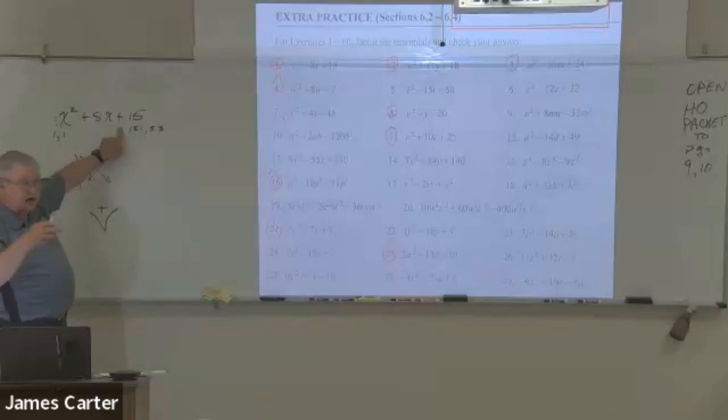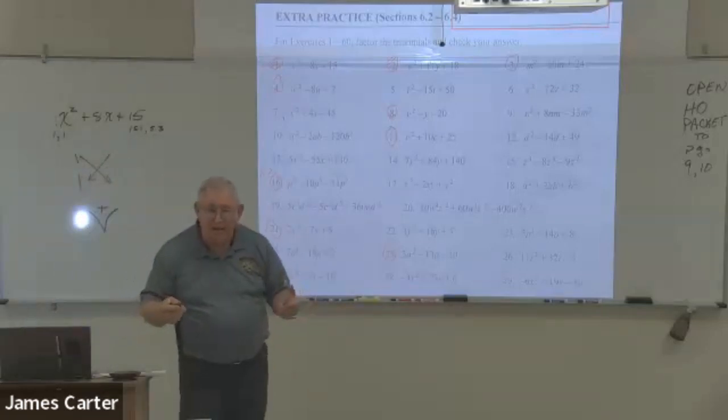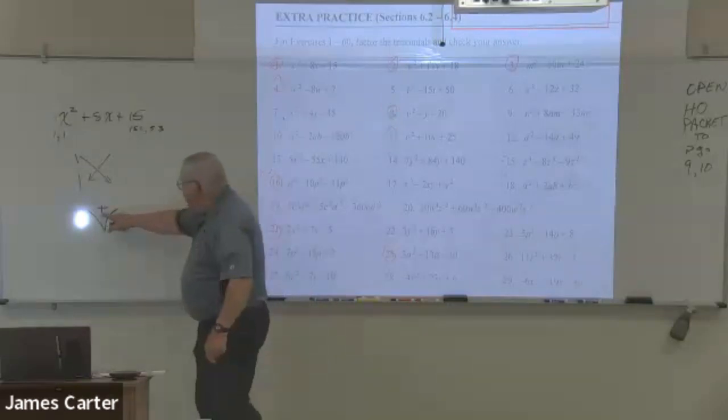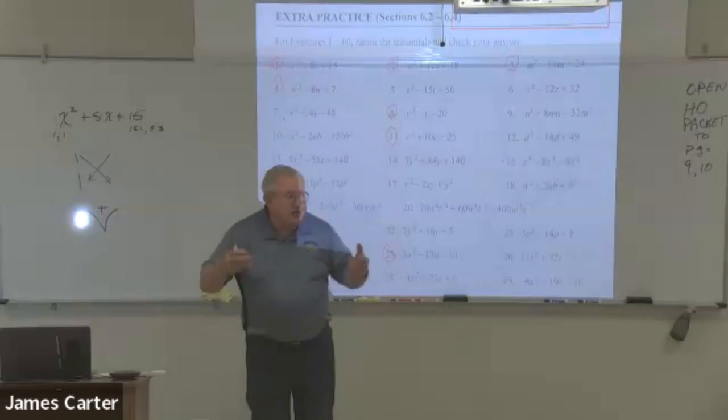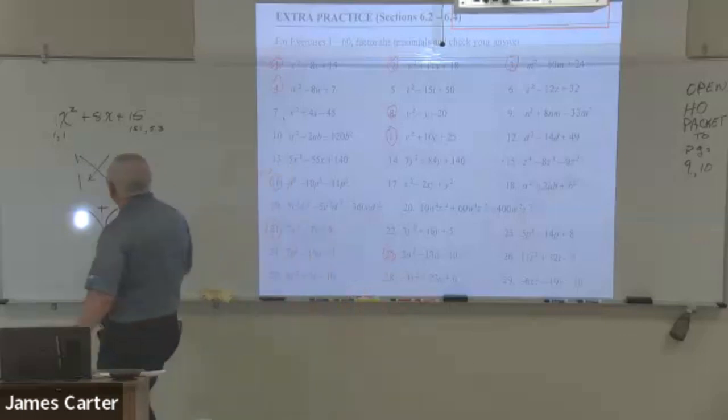Remember that first slide I showed you and I said if C is positive, they both have the same sign? What are the rules of integers? Same signs you add. If C had been negative, then I would have a minus here. Different signs you subtract. Okay?